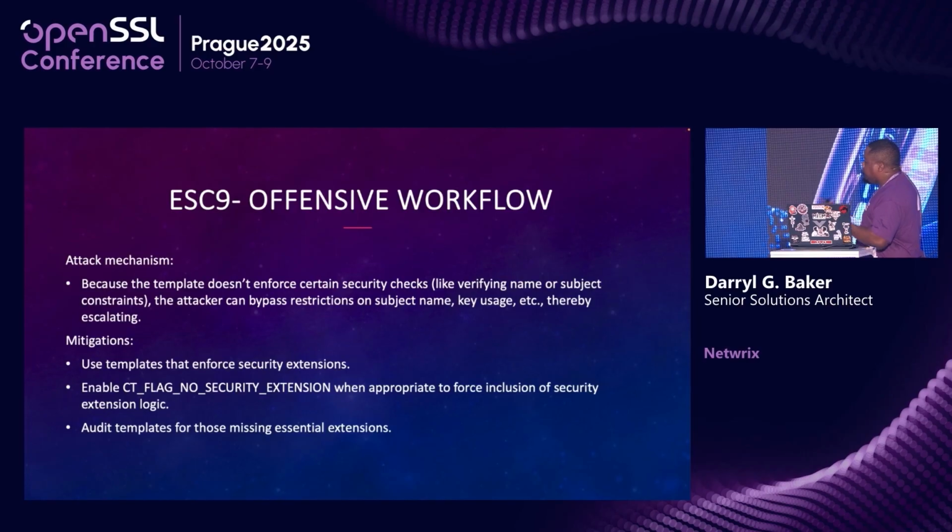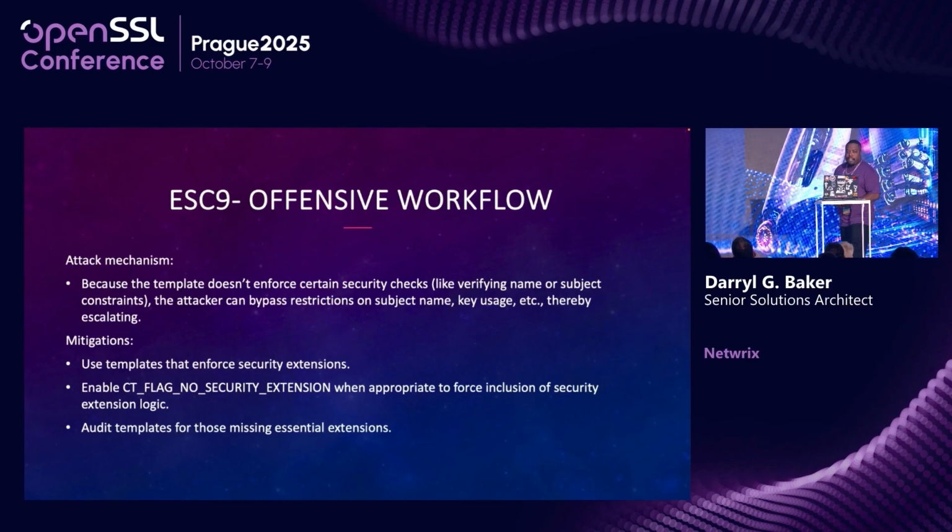So ESC9, because it doesn't enforce certain types of security checks, like I said, you can bypass anything. Everything that we've talked about so far, you can bypass. You can bypass the EKU check. You can bypass OID checks. You can bypass the SAN checks. You can create a CSR, any type of CSR that you want. And because of that, that means you can request and get issued a certificate, any certificate that you want inside of an environment.